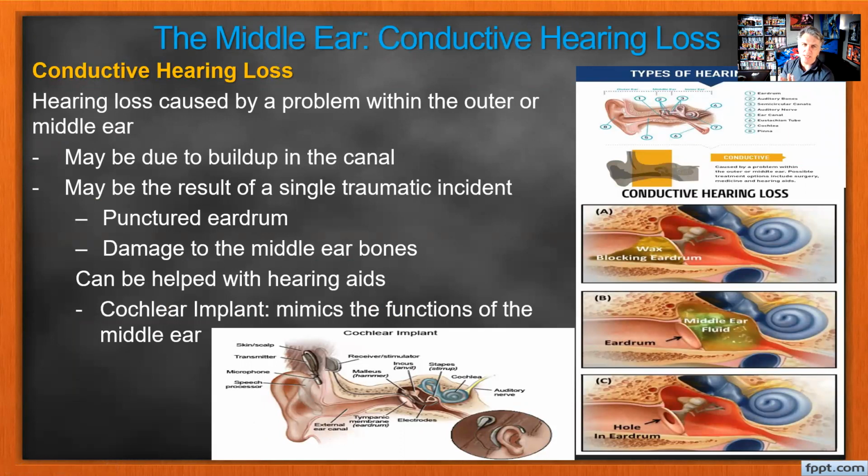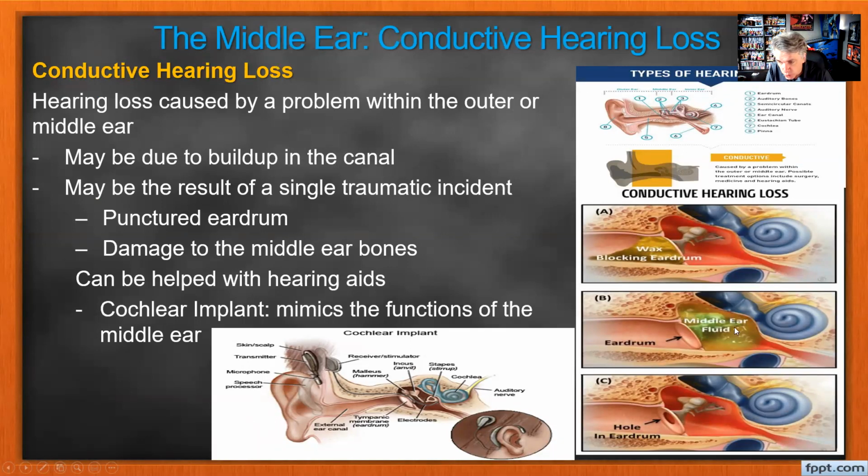Now, a couple of types of hearing loss that we have. One type is called conductive hearing loss. Conductive hearing loss is usually due to damage to the middle ear. The damage could happen because of a loud explosion. Let's say you're in the military, you were next to a loud explosion, boom, it can blow out your eardrum, put a hole in your eardrum right here. So now this can't vibrate over into here.